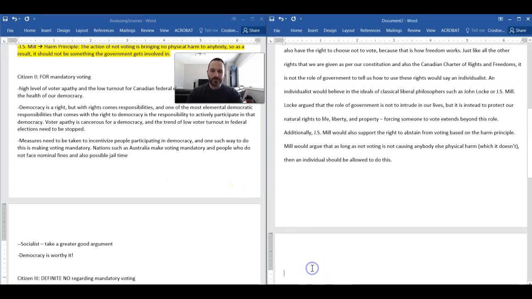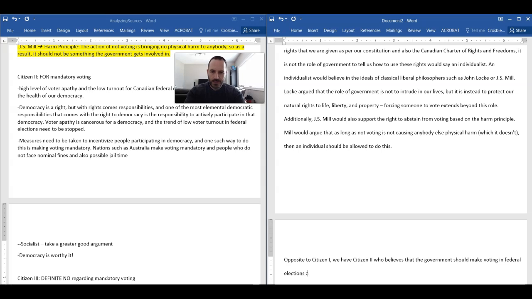Okay, opposite to citizen 1, we have citizen 2, who believes that the government should make voting in federal elections a mandatory thing for Canadians to do. Boom.